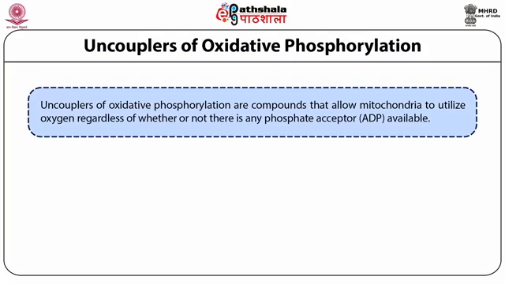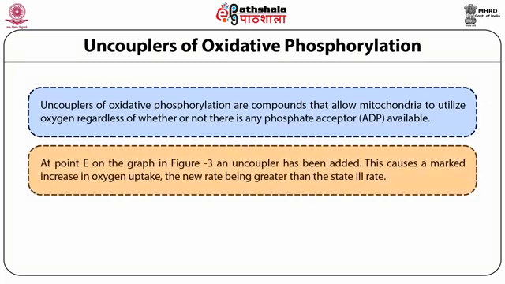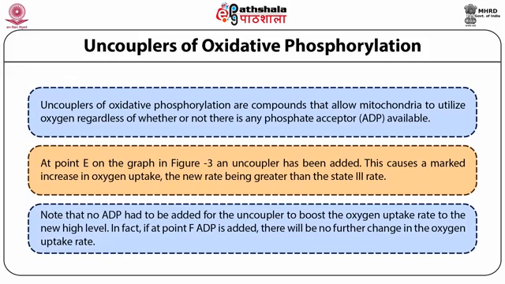Uncouplers of oxidative phosphorylation are compounds that allow mitochondria to utilize oxygen regardless of whether or not there is any phosphate acceptor, that is ADP, available. At point E on the graph in the figure, an uncoupler has been added. This causes a marked increase in oxygen uptake, the new rate being greater than the state 3 rate. Note that no ADP had to be added for the uncoupler to boost the oxygen uptake rate to the new level. In fact, if at point F ADP is added, there will be no further change in the oxygen uptake rate.